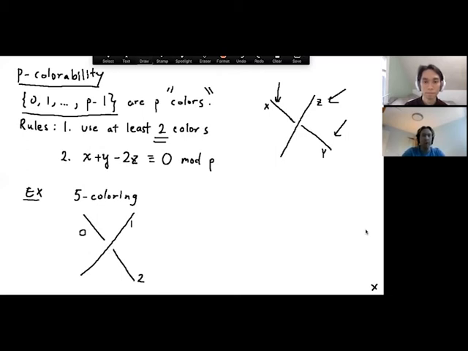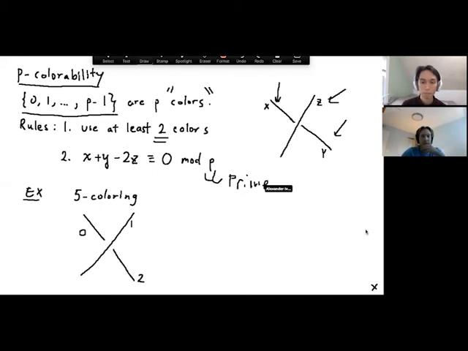Okay, well, that's the case of p equals 3. What about other values of p? Well, p equals 1, that violates rule 1. That doesn't necessarily make sense. p equals 2, it turns out that no knot is 2-colorable. So we don't really care about those values. And now for values of p greater than or equal to 3, well, it turns out that p-colorability is uniquely determined by the divisors of p. So 15-colorability is determined by 3 and 5 colorability. So in fact, we only care about p in practice when p is a prime.